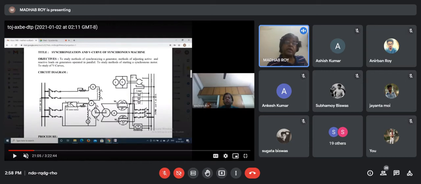So now here a frequency meter is connected, a voltmeter is connected, and there is a changeover switch. Sometimes you can measure the frequency of this generator, sometimes the frequency of this bus bar. So by the difference of this frequency you can vary the speed of the shunt motor and bring it approximately equal to the frequency of the bus bar. And similarly, you can measure the voltage here.